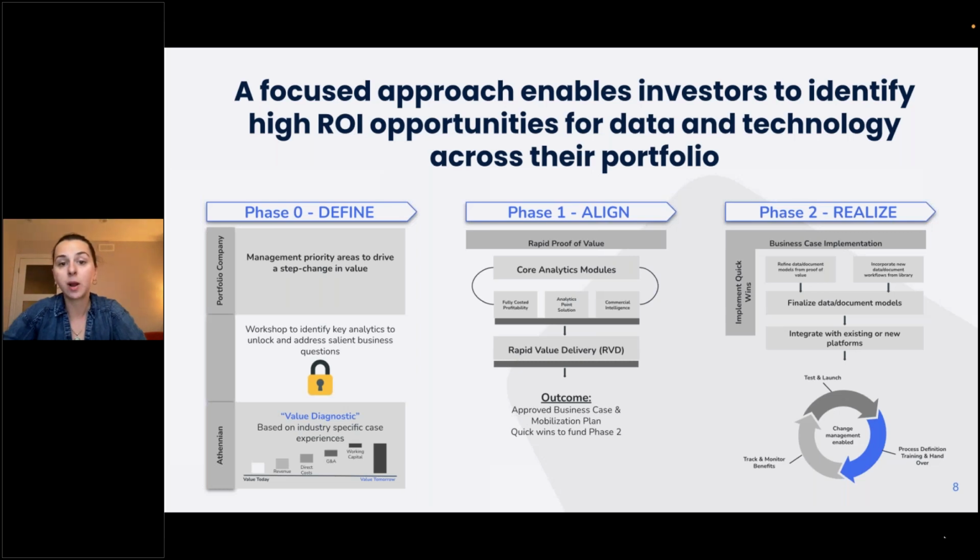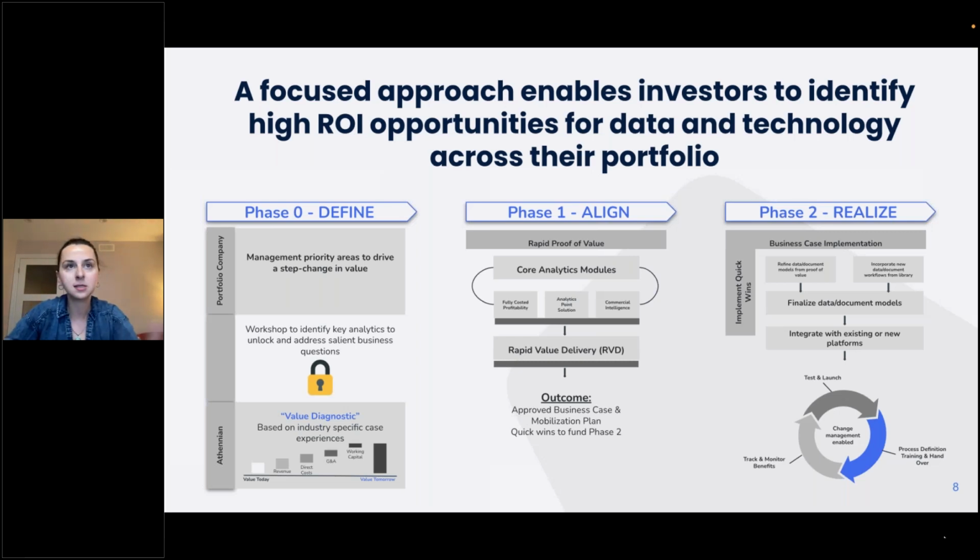An approach that we would recommend here at Athenian when implementing any technology, and we don't just mean legal tech, is to consider the process in phases. So we started off with phase 0. Now, phase 0 is the preliminary phase where we recommend companies to take the time to, 1, define management priority areas to drive a step change in value.